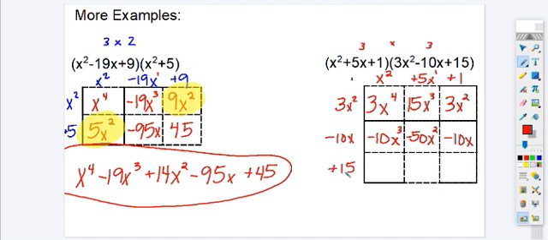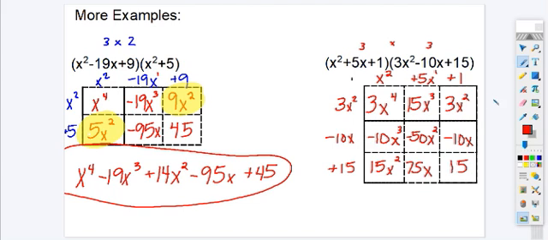Then the last row, I'll do the 15 times each thing in the columns. So x squared times 15 will be 15x squared. 5x times 15 will be 75x. 1 times 15 will be just plain old 15.